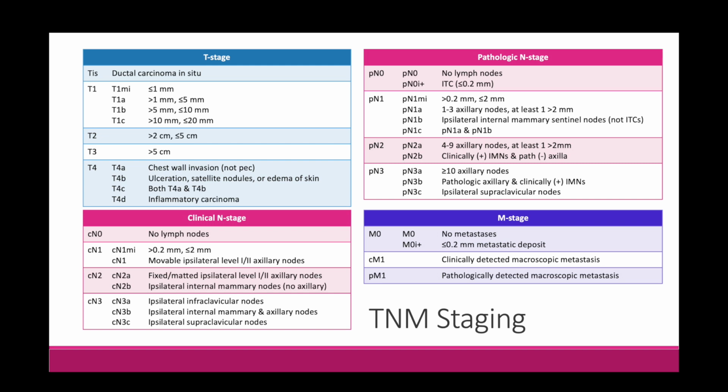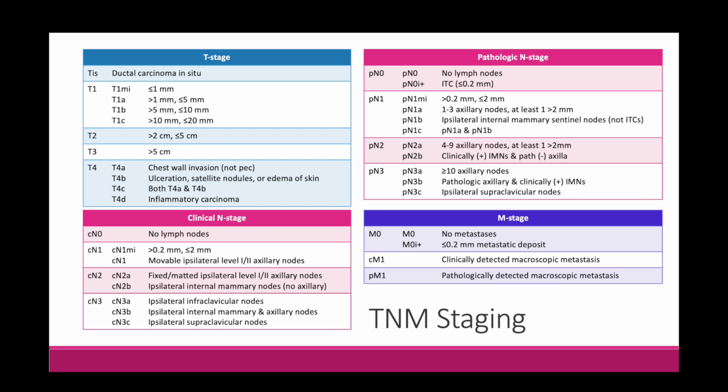And then finally, we have pN3. So remember, pN3a was greater than or equal to 10 axillary nodes. pN3b is if you have a pathologic axillary node and positive IMNs. So pN3b and cN3b are kind of the same. pN3c is if you have ipsilateral supraclavicular nodes. So cN3c and pN3c are again the same.